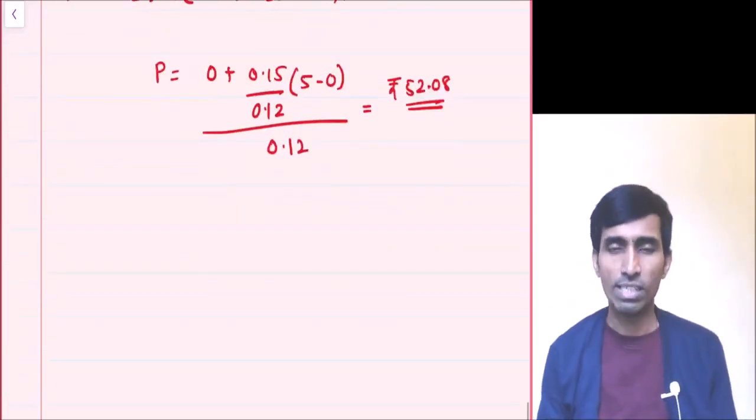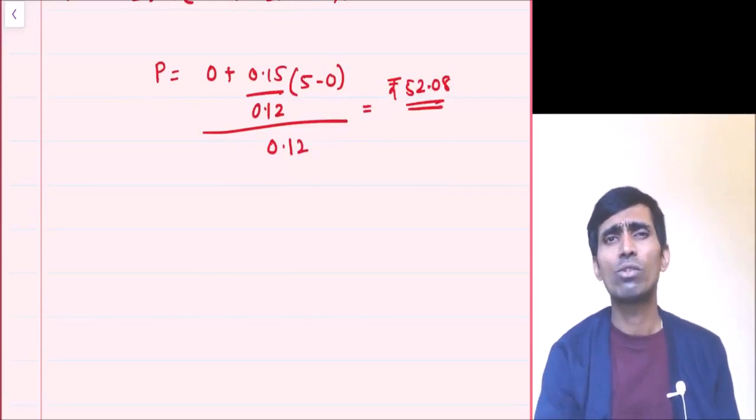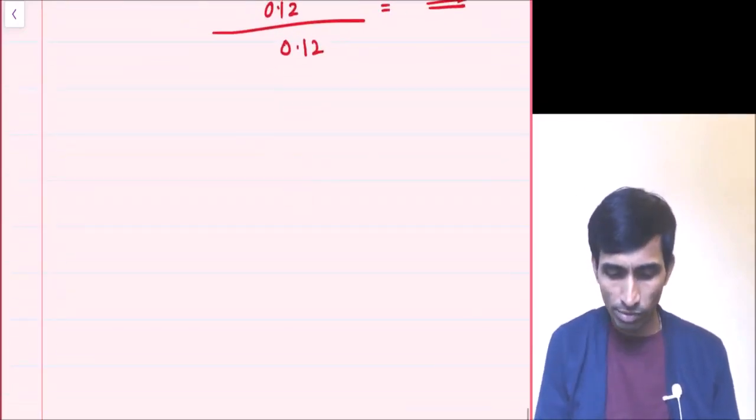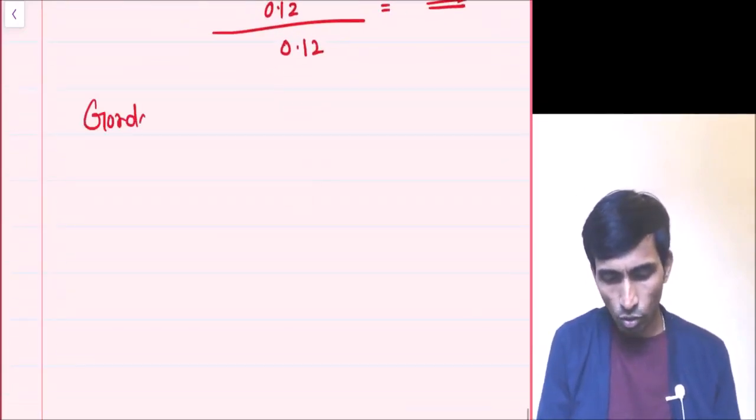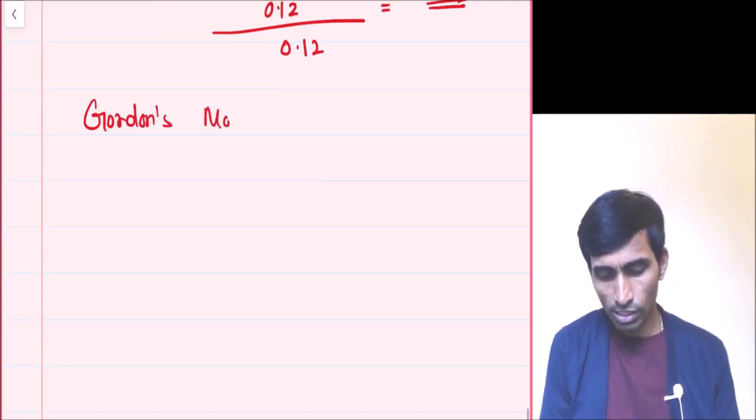Let's move to the next one. As I said, we have already seen this. That is Gordon's model. We would be revising. Okay, Gordon's model, you can write Gordon's model.